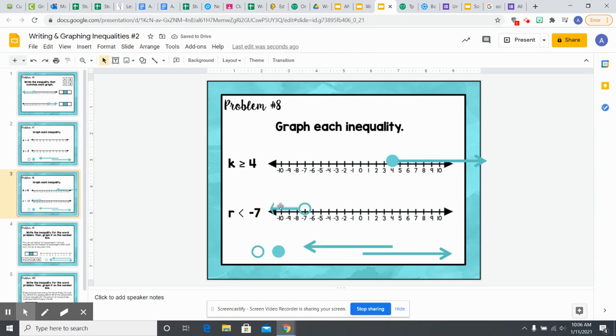So it's all right that it's blurry, but I made it a little bit smaller so you can see. So it's anything less than -7. So anything to the left is less than. So that's all you do with graphing each inequality. So I'm going to go ahead and backspace.